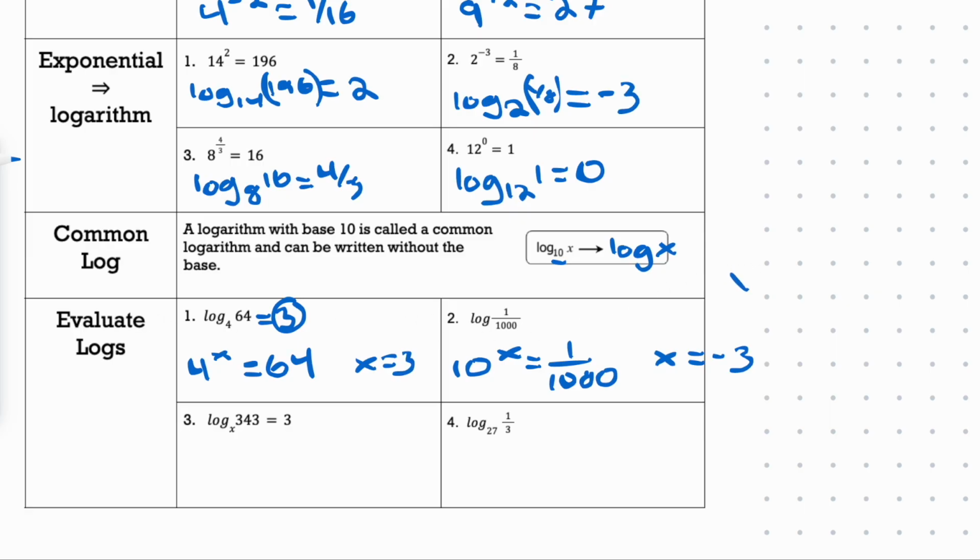10 to the negative third is just going to be 1 over 10 to the third, right? And that's where we get 1 over 1,000. So this is going to equal -3.